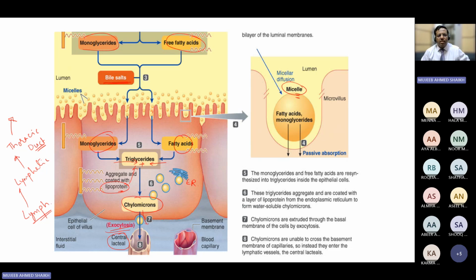You don't know anatomy? It will open into the vein. Which vein? Just go and search. Where will the thoracic duct open? Where? IVC? No. Portal? No.